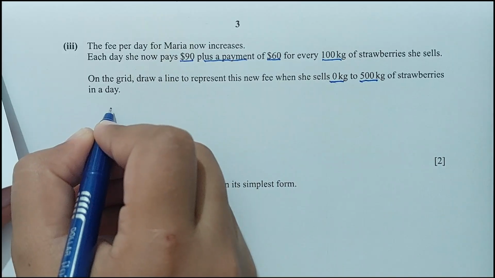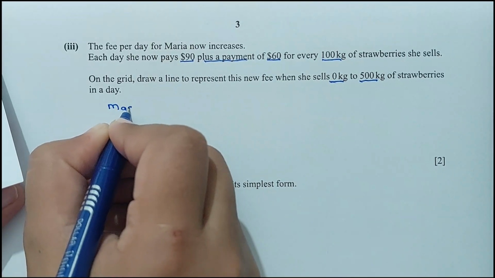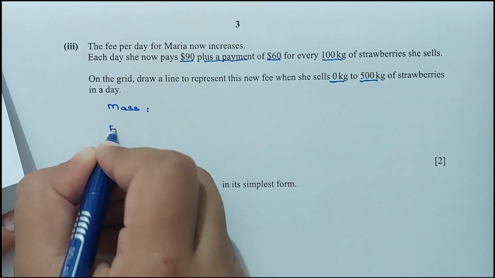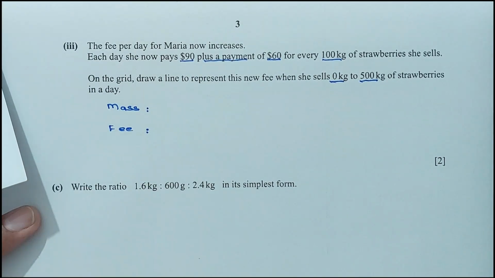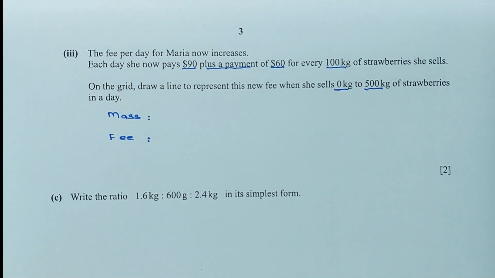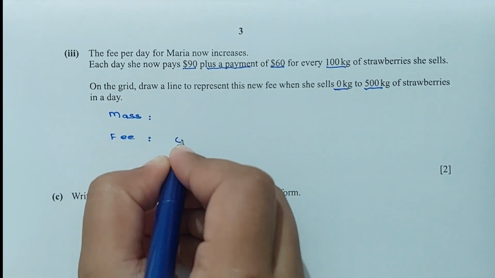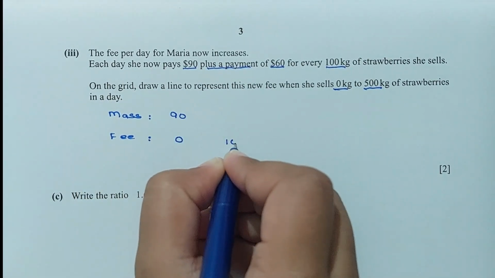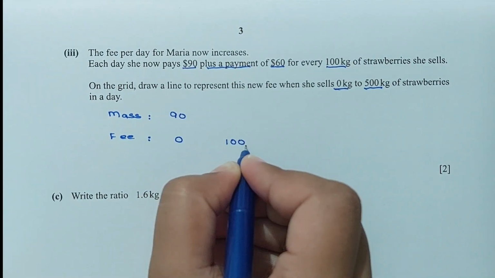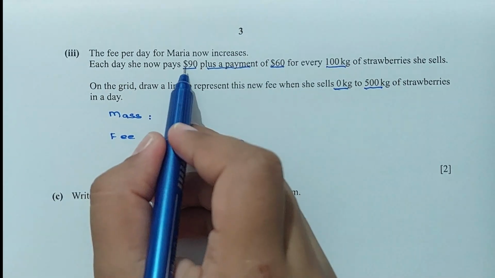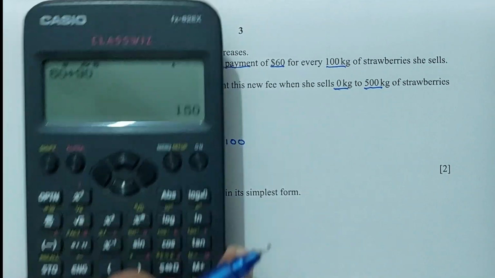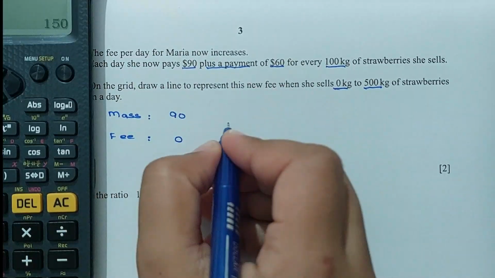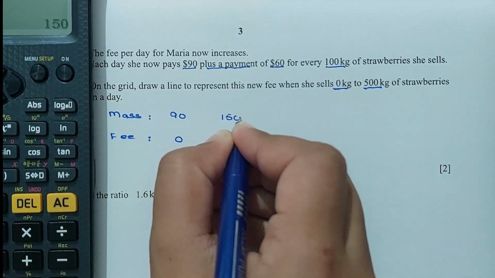So for the mass and the fee, the initial fee when the mass is 0 is 90, and for every 100 kilograms we add 60. When the mass is 100 kilograms, the fee is 90 plus 60, which is 150. The next point is going to be 150.